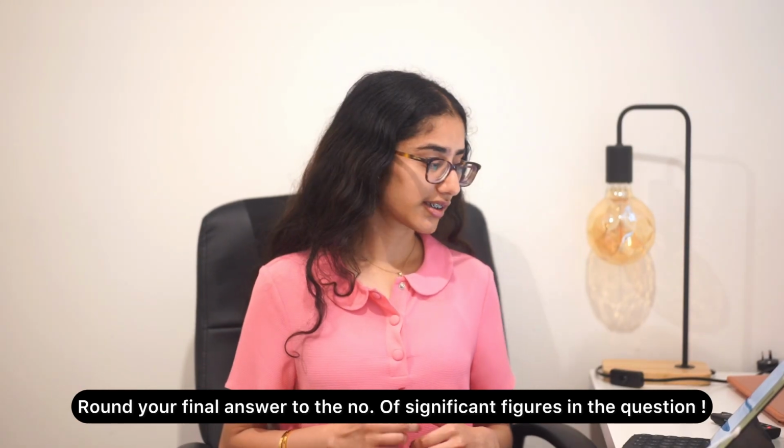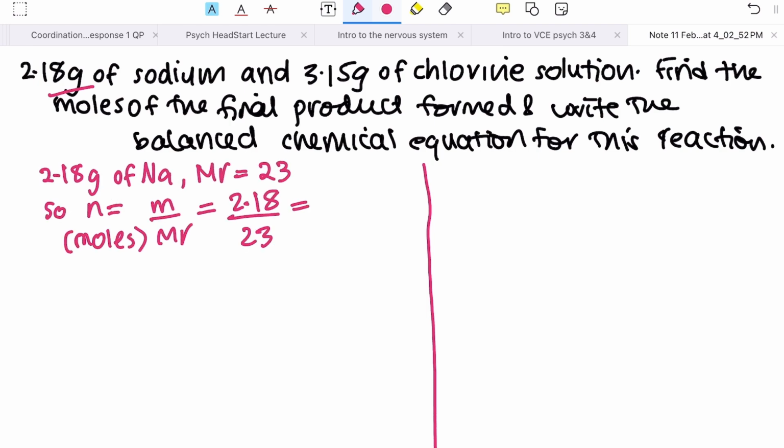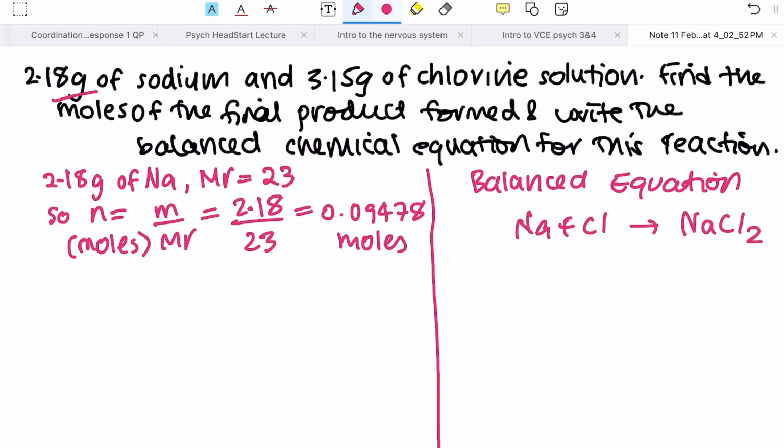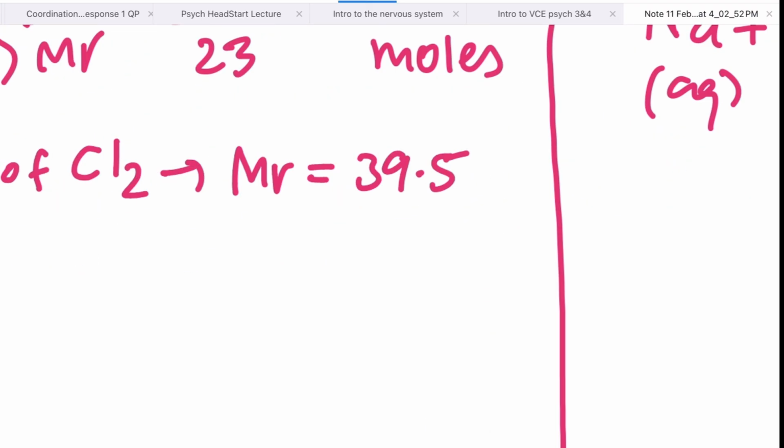Let's say the question says you have 2.18 grams of sodium which was added to a beaker containing 3.15 grams of chlorine solution. Write the balanced chemical equation and find the moles of the final product formed. Firstly, what you need to do is write the equation and make sure you do it so that it systematically looks like you're actually showing your working out.